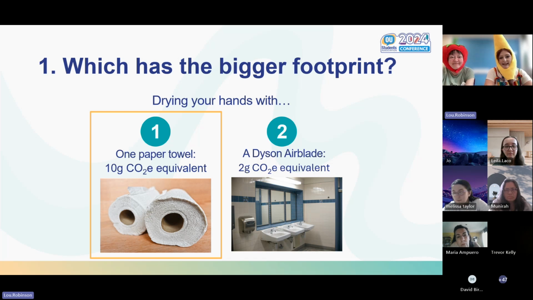I think the key with this is actually that it's cold air in an Airblade. Yeah. So if you have a standard electric dryer, that would be 11 grams, so more than the one paper towel. But of course, if you use more than one paper towel, you are already going to push yourself over what a standard electric dryer is.